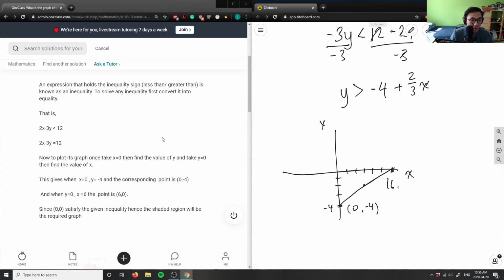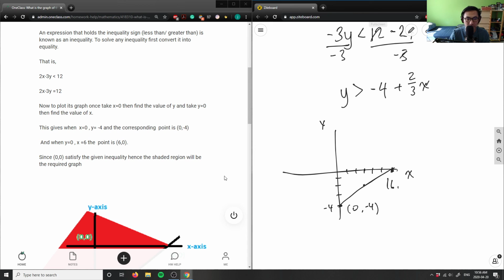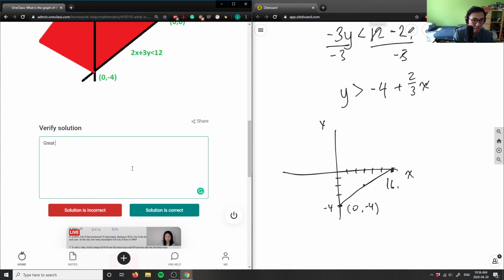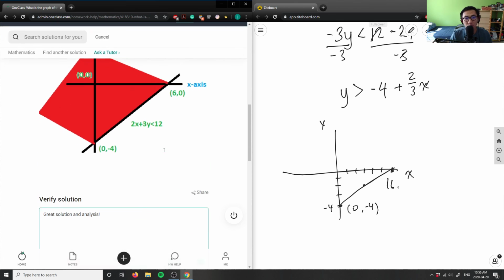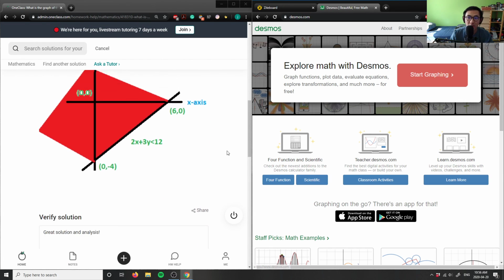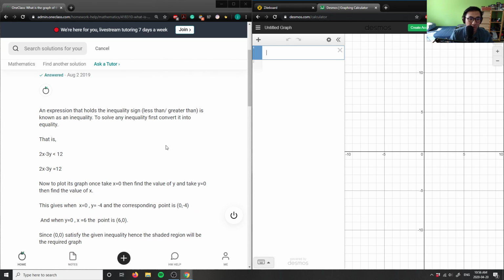What they did was convert an inequality into an equality. That's good. And then they just plotted this graph here. So that works out as well. This here is a great solution and analysis. And again, you can always use Desmos and check your answer here. So let me just use Desmos, and I can check my graph here.